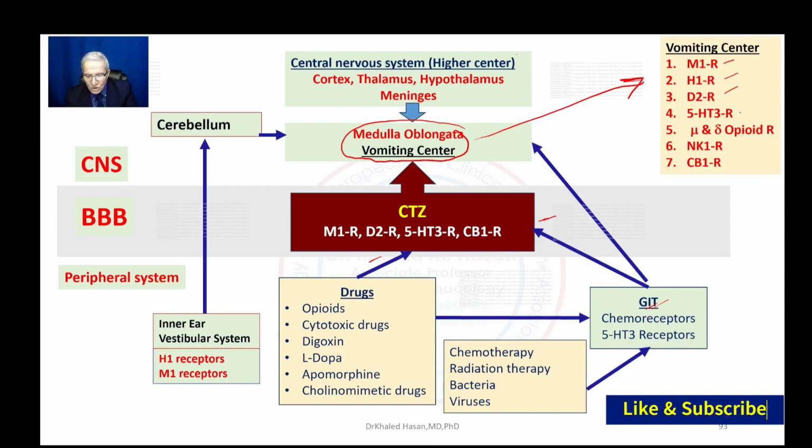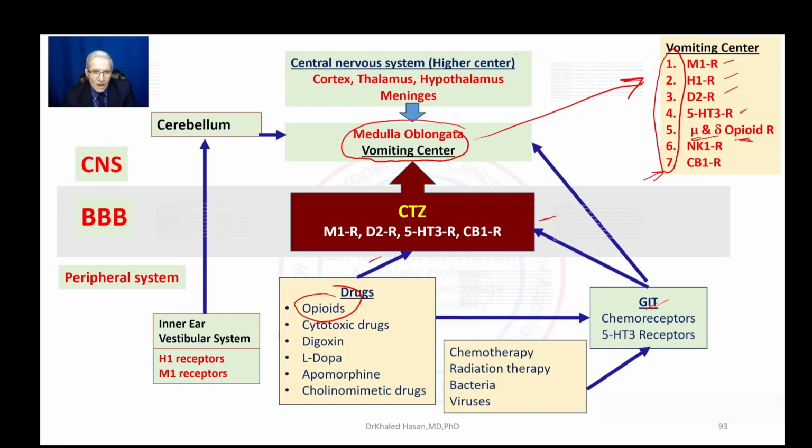Then we have the serotonin receptor, 5-hydroxytryptamine 3 receptor. Then we have the opioid receptors in the vomiting center, called mu and delta. Then we have the neurokinin receptor and the CB1 cannabinoid receptor. So you can see we have 7 types of receptors involved in the pathophysiology of nausea and vomiting. This is about the vomiting center and what type of receptors it has.